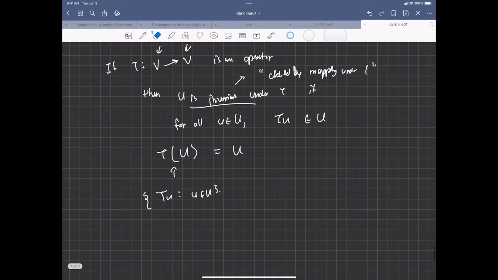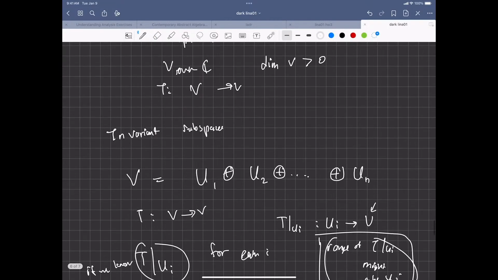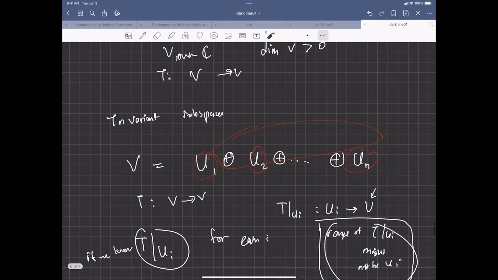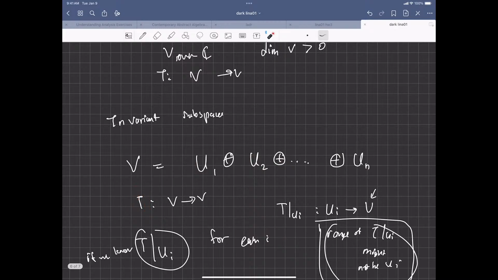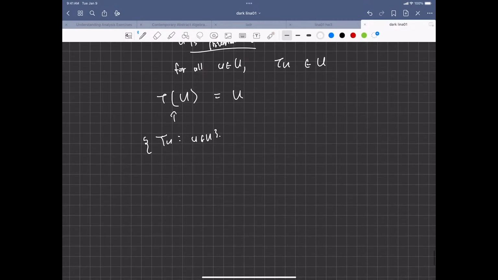If all of these U_i are in fact invariant, so that each one is invariant under T, then it's quite easy to study the behavior of T. Now, we can look at some very simple examples of invariant subspaces.